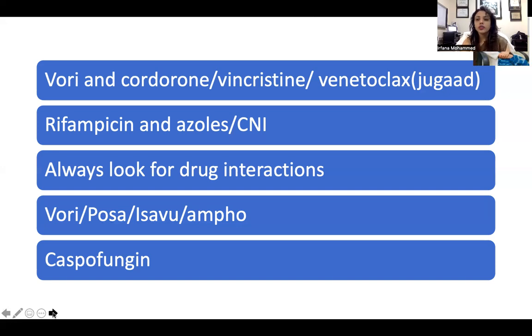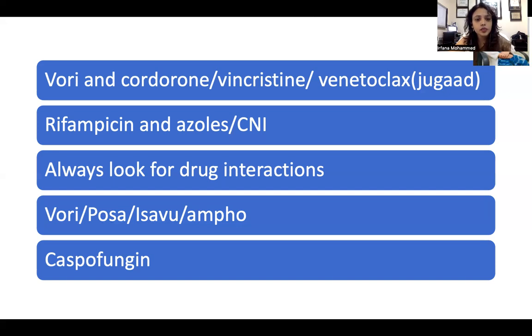And venetoclax is also used in these patients. And this is usually used as a jugaad by the primary physicians also, because venetoclax is so expensive, and you can decrease the dose of venetoclax by using voriconazole. Thereby, you are treating both, the fungal infection and the primary malignancy also.